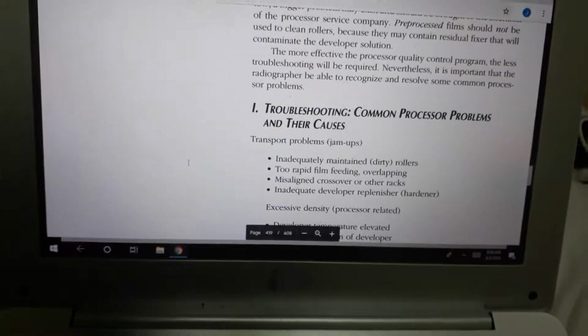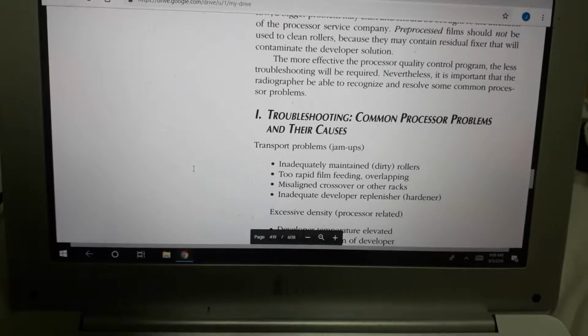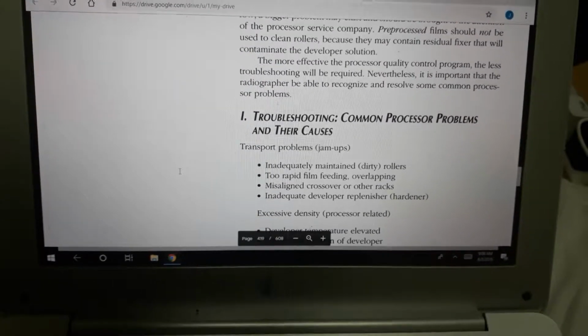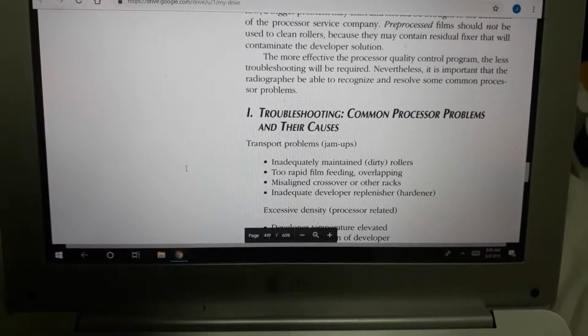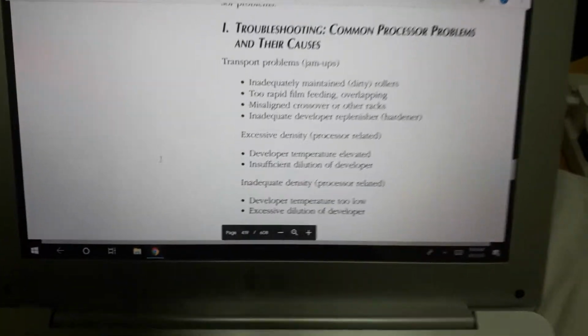Next, troubleshooting: common processor problems and their causes. Next is summary.